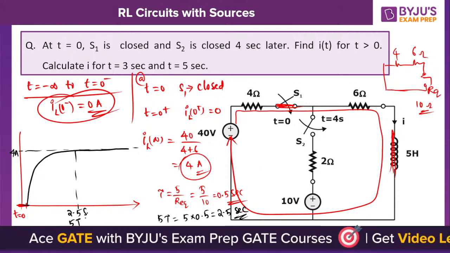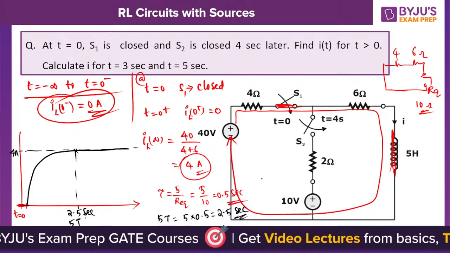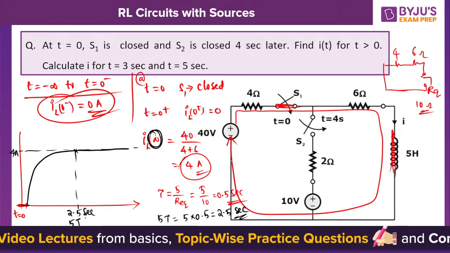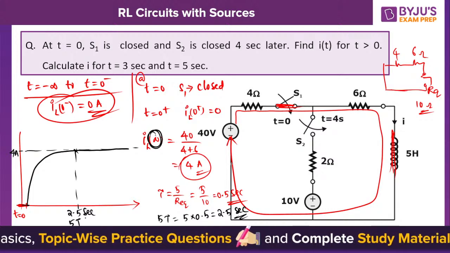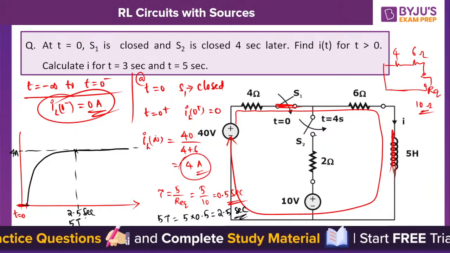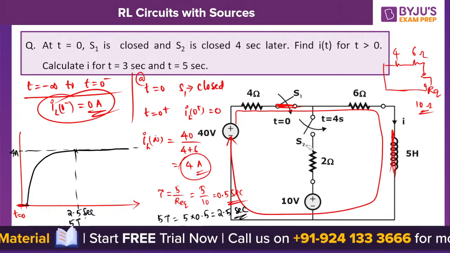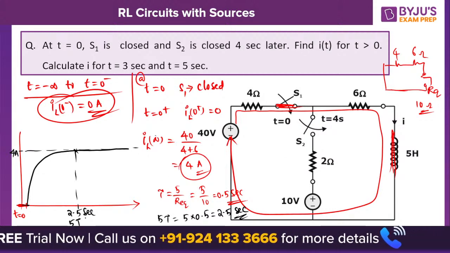Okay, at 2.5 seconds itself, we are able to reach 4 amperes final value. No need to wait till infinity time constant. So much before closing the second switch, we are able to reach 4 amperes. Now the switching is taking place.